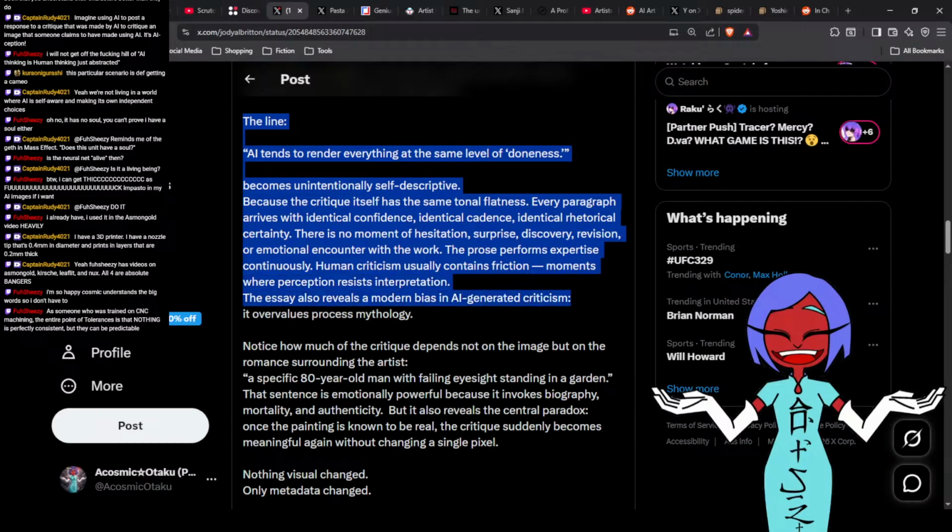The essay also reveals a modern bias in AI-generated criticism. It overvalues process mythology. There we go. I've critiqued this before too in previous videos. I've talked about processionalism. Oh my god.